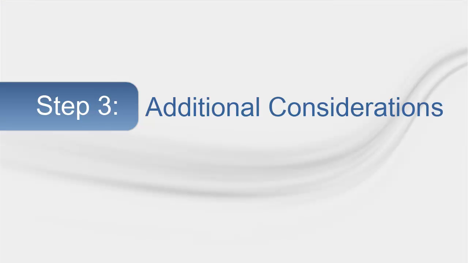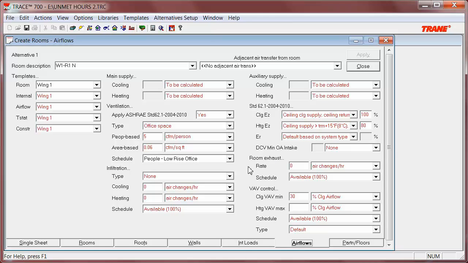Hopefully, the preceding strategies have helped reduce or solve the unmet load hours issue. If not, here are some additional non-typical solutions to investigate. Users often want to schedule ventilation to follow the occupancy schedule. This concept is valid, but incorrectly modeling this causes problems. The standard occupancy schedules in Trace do not work well for ventilation.